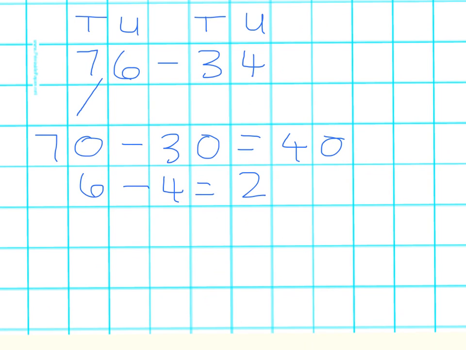The children need to make sure that they use the correct calculation at this point and remember to add the two numbers even though they are subtracted. 40 add 2 equals 42.